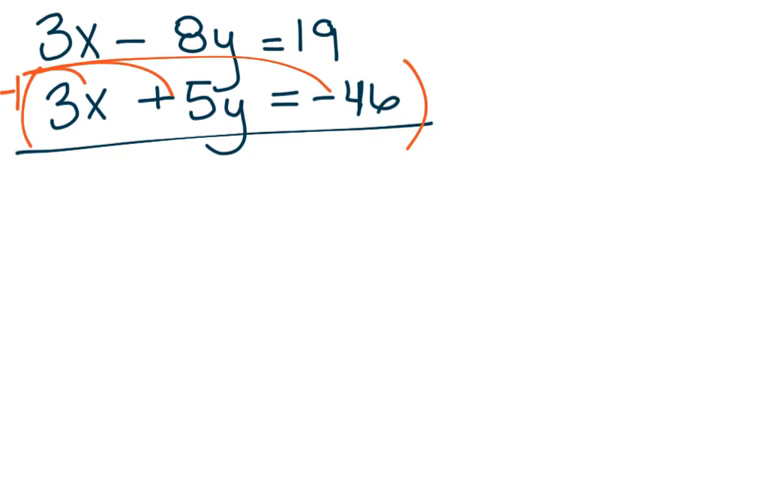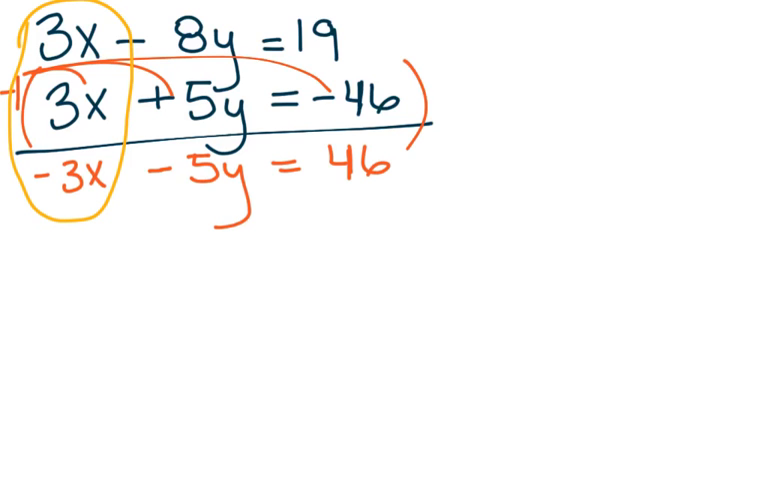It becomes -3x minus 5y equals +46. So the numbers don't change. That -1 just changed all the signs. And the whole reason we did that is so that now the 3x and -3x will cancel out.